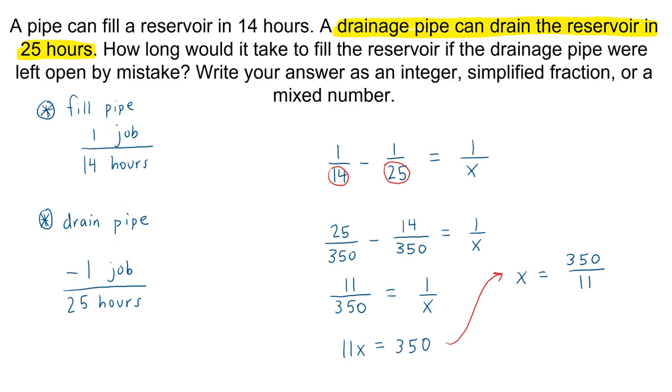But again, let's change this into a mixed number to get a better idea of exactly how many hours this is. As a mixed number, 350 over 11 is 31 and 9/11. So leaving the drain pipe open while we're filling the reservoir, it would take 31 and 9/11 hours to do this. So really, really close again to 32 hours.